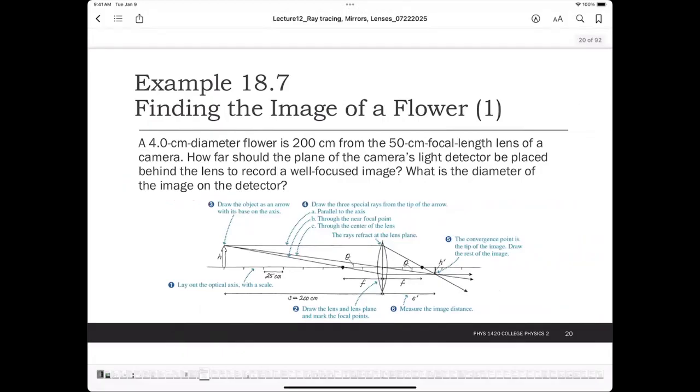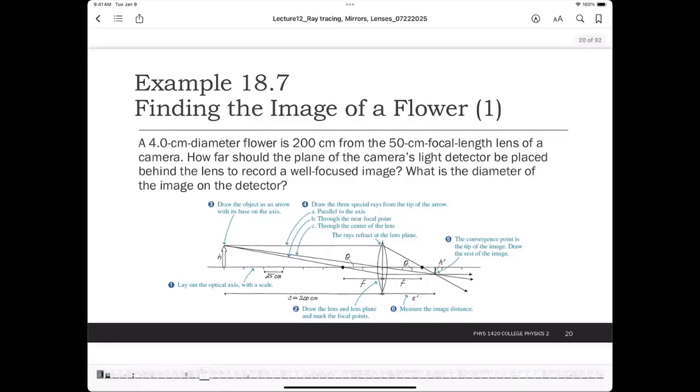A 4 centimeter diameter flower is 200 centimeters from a camera lens with a 50 centimeter focal length. How far behind the lens should the plane of the camera's light detector be placed to record a well-focused image? What is the diameter of the image on the detector?